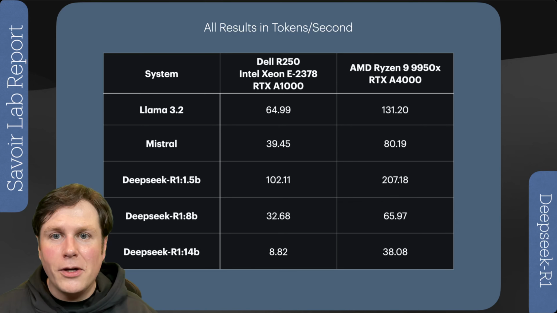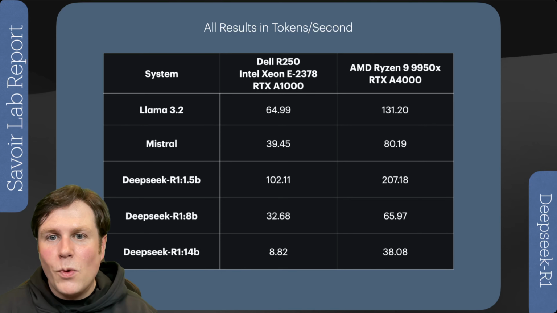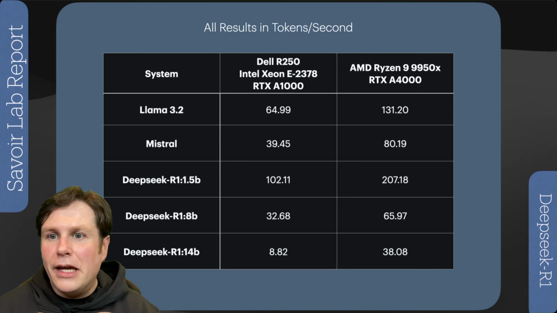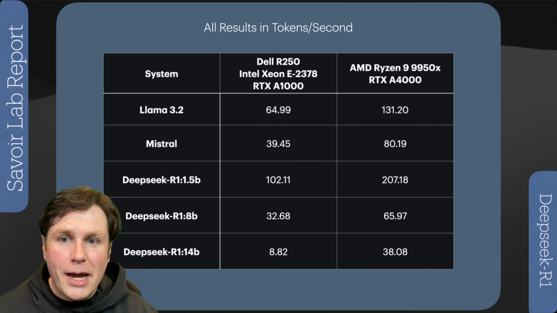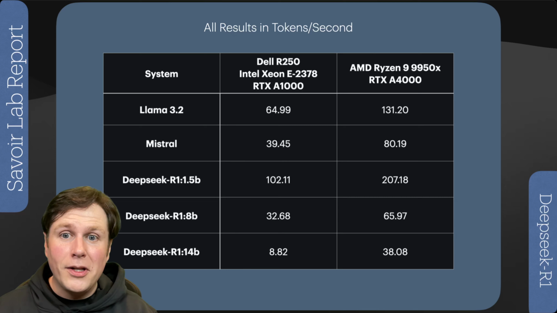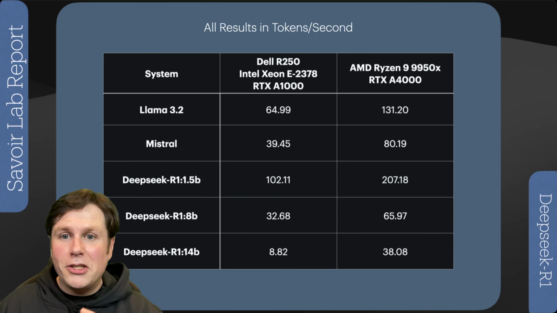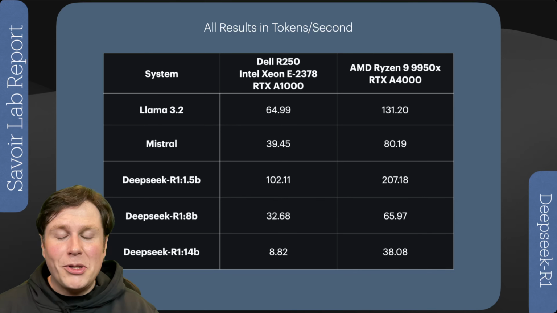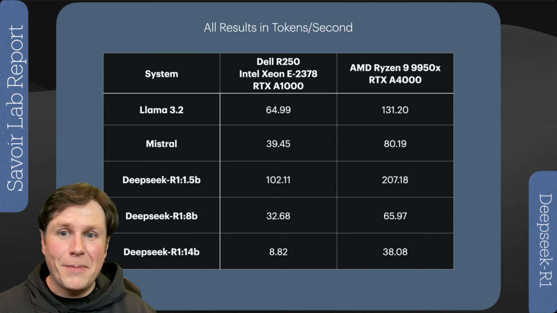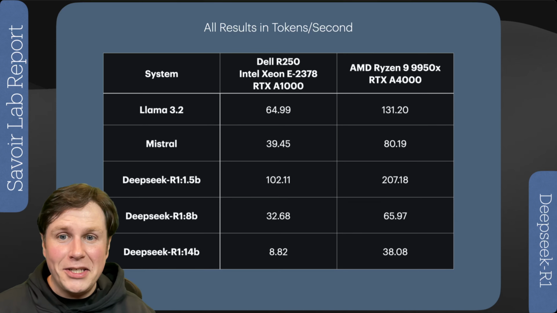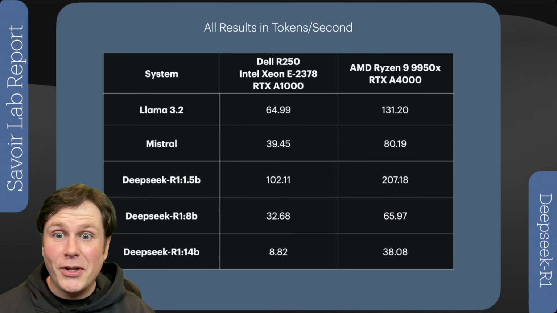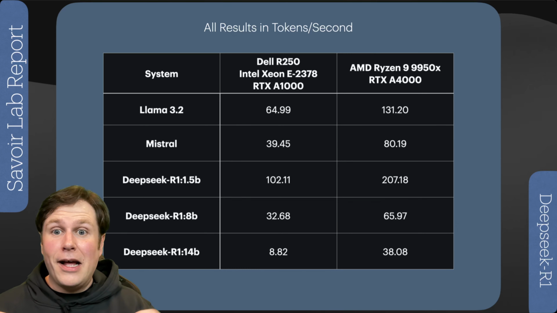I will note though, we are comparing a 50 watt A1000 card to a 140 watt A4000 card. The doubling of the CPU and the faster RAM on the AMD system helps as well. But effectively what we're seeing is a relatively entry-level R250 system being able to provide pretty good performance compared to a custom-built AMD system that we put together specifically to have a lot of extra bandwidth just to run Ollama locally. That being said, that was our comparison.